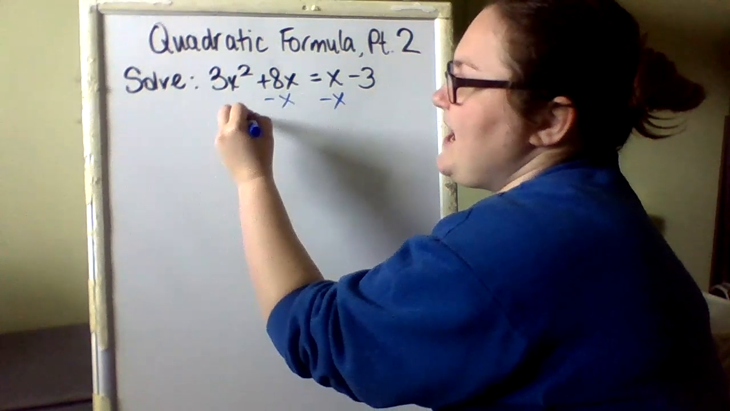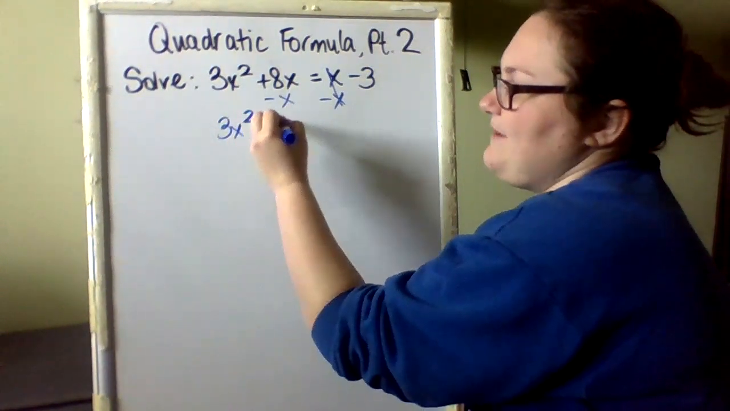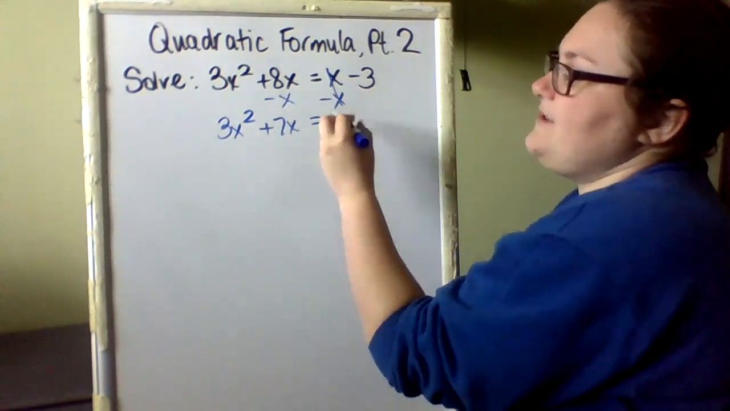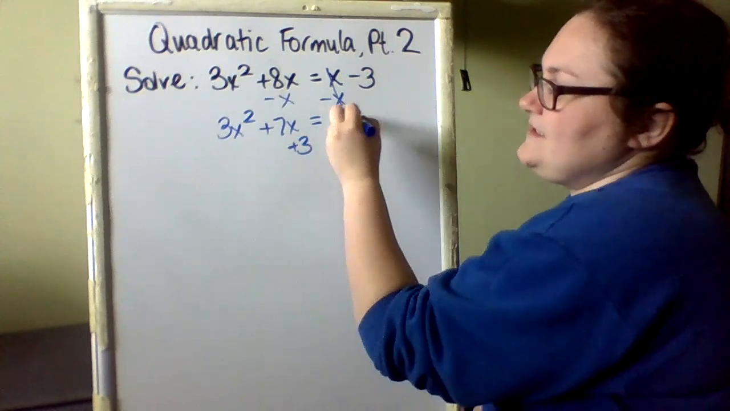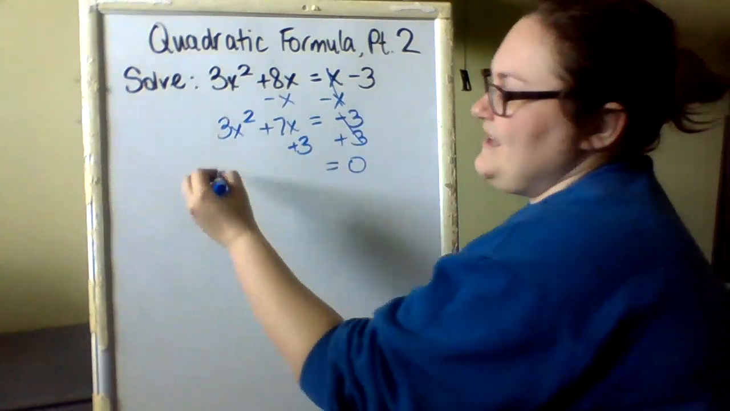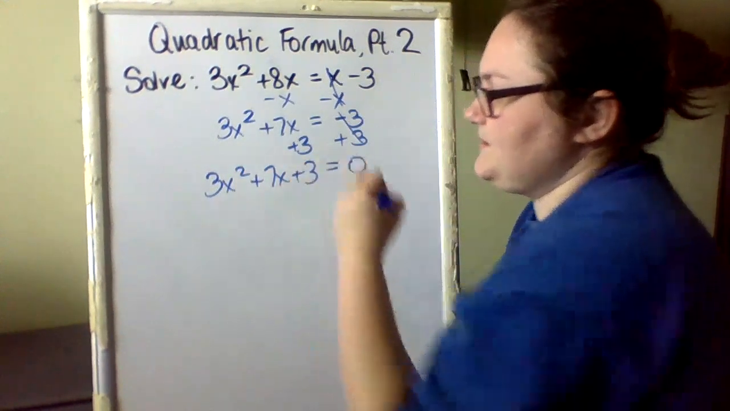So after I subtract x on both sides, that'll cancel those. And then here I get a positive 7x equals negative 3. And then our second part is going to be adding 3 to make it equal to 0. And we're left with 3x squared plus 7x plus 3.